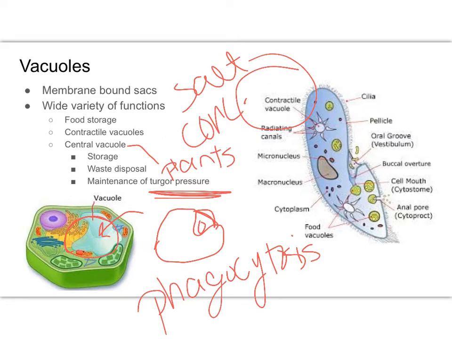It will swell, and that will push on the cell walls of the plant. Remember the plant cell, when the vacuole is pushing on the cell wall of the plant, those cell walls push against each other, and the plant doesn't look wilted anymore. The plant looks nice and healthy, turgid. And so the central vacuole helps maintain that turgor pressure in the plant, and we'll talk more about that when we talk about cell transport.